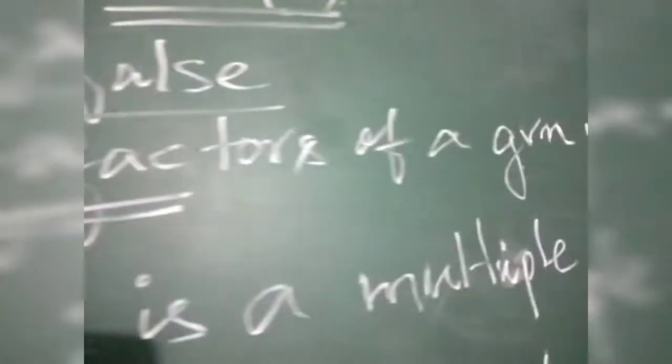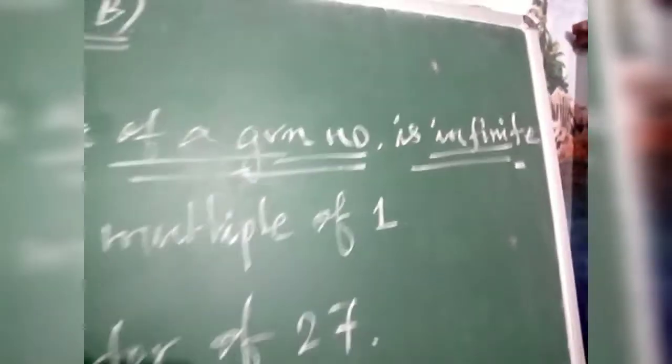Let's see the first one. The number of factors of a given number is infinite. What does this term infinite mean? It's unlimited, limitless.